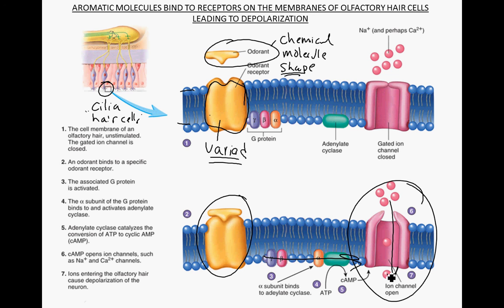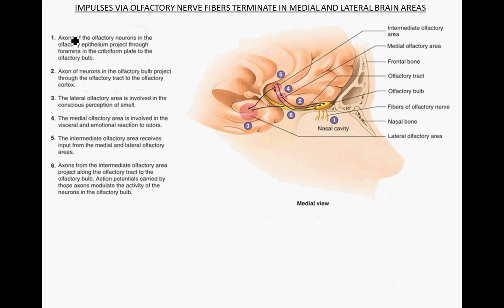So again, when those molecules bind to the chemoreceptors on the membranes, that is going to trigger an action potential, which is then going to be conducted down this bipolar cell to synapse here in the olfactory bulb with another neuron, which then brings the action potential back to the olfactory cortex, which is what we see here next. So again, we see a mid-sagittal section, a medial view. Here are the fibers of the olfactory nerve. These are actually bipolar cells.